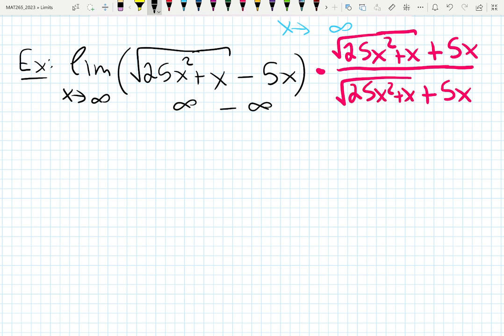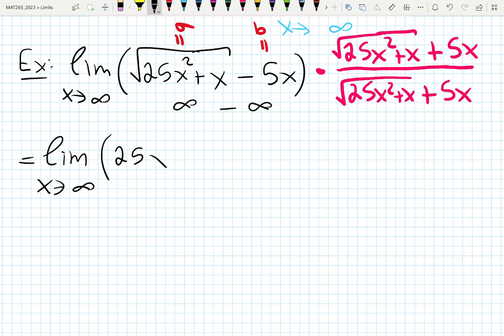Because you want to get rid of the square root. And to get rid of the square root, you like the formula. The formula says a minus b times a plus b gives you a squared minus b squared. Put a limit, x approaches infinity. A squared is a square root squared. So it's exactly what we wanted. It gets rid of the square root.